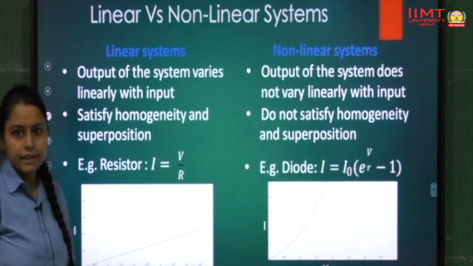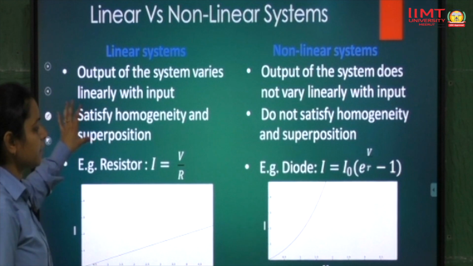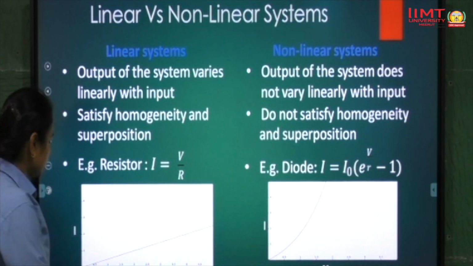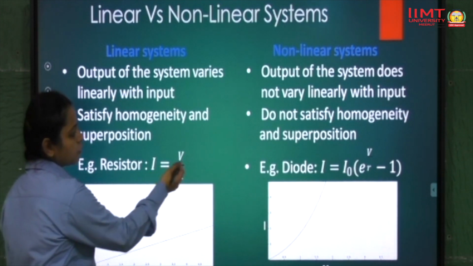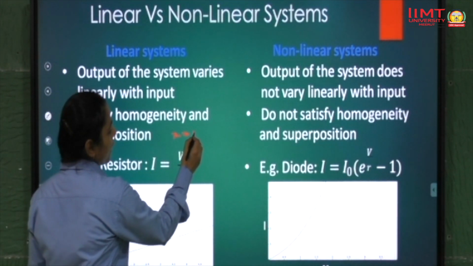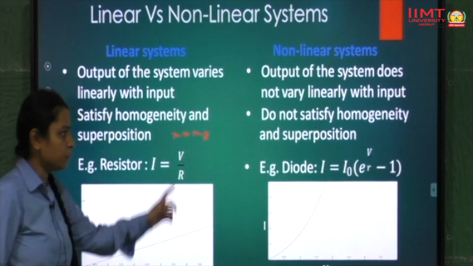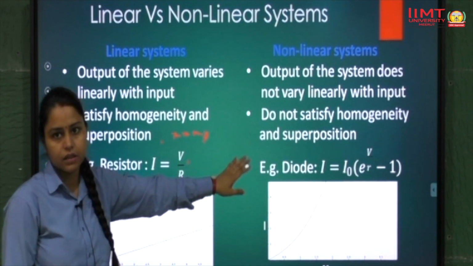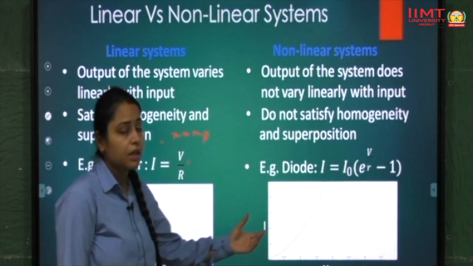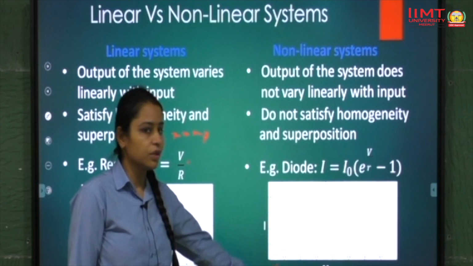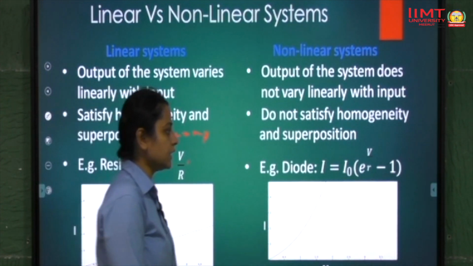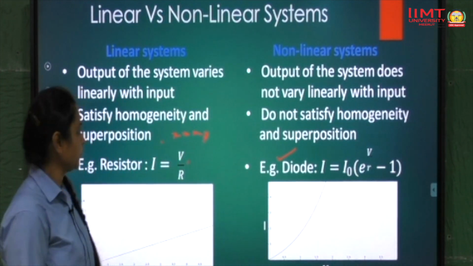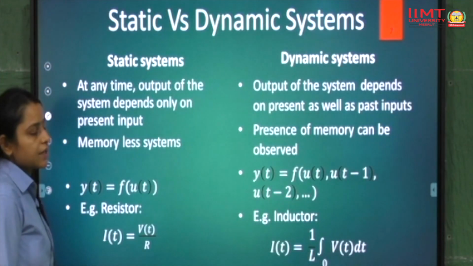First is linear and non-linear system. A linear system is where the output varies linearly with respect to the input. The example is I equals V by R, or X equals My, where input is Y and output is X, and the output varies linearly with respect to the input. Another is the non-linear system, where output varies non-linearly. An example of a non-linear system is a diode.